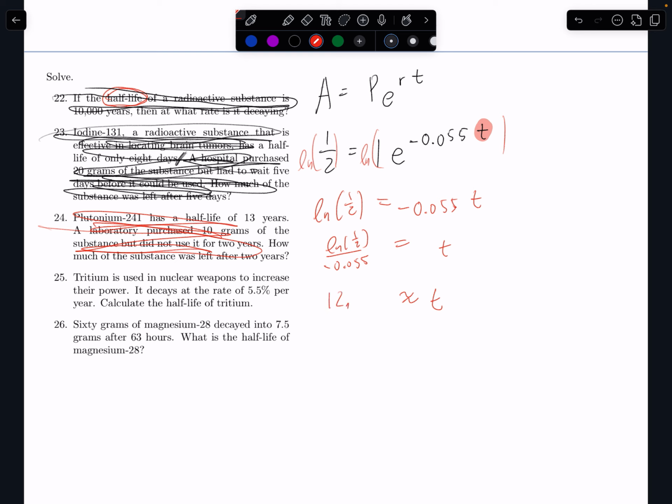Okay, and I got t is about 12.60267. I'm going to round to the nearest single decimal place. So t is about 12.6. And if you wanted to follow the notation they're using, this is the half-life we just calculated. You could say it's t sub 1/2 or t sub 0.5. When I say sub, I mean it's a subscript. So about 12.6. And what's the unit?